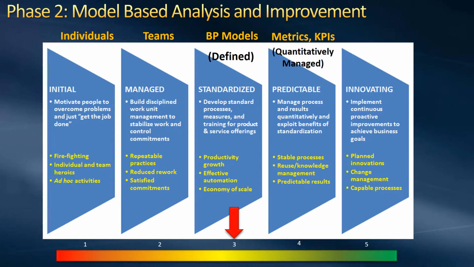In Phase 1, the project team focused on documenting the processes and developing business process models. In Phase 2 of our project, we used the business process models for analysis and to make improvements. Our goal was to leverage the models in order to raise the capability maturity of specific processes to level 4, where work is managed based on measurements.